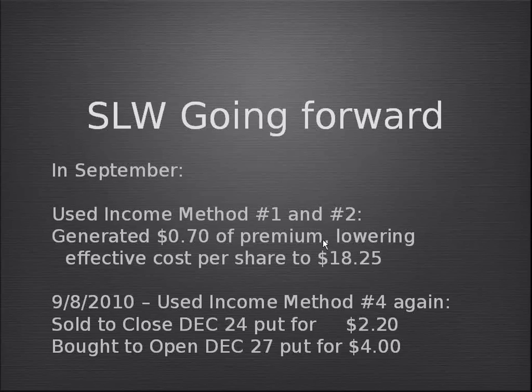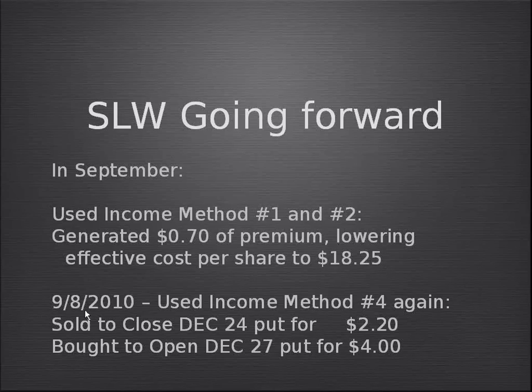We did another income method number 1, where we sold the call for about $2, and then we ended up buying it back for $1.30. So we generated 70 cents of premium, which lowered again the effective cost per share of just our stock from $18.95 down to $18.25.